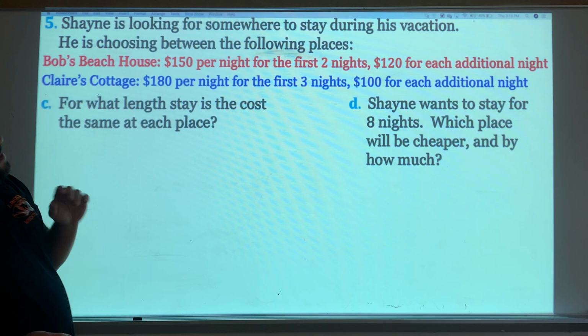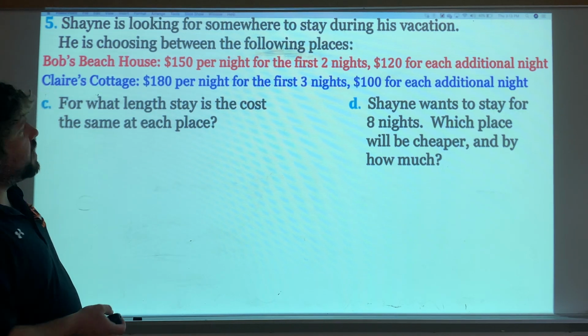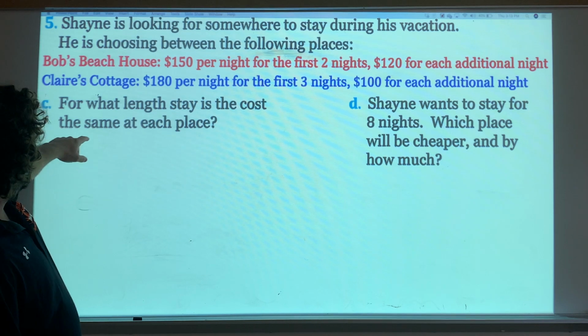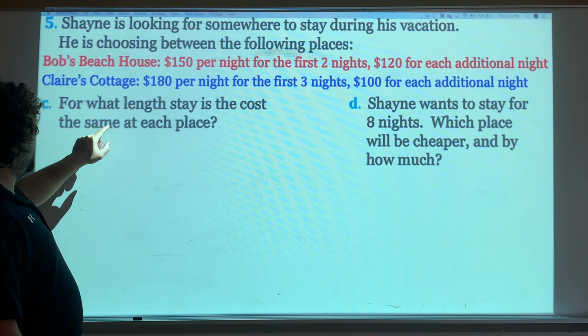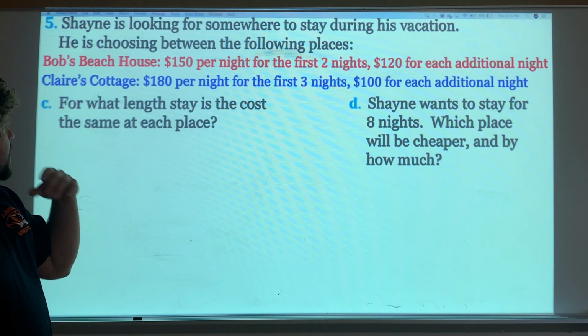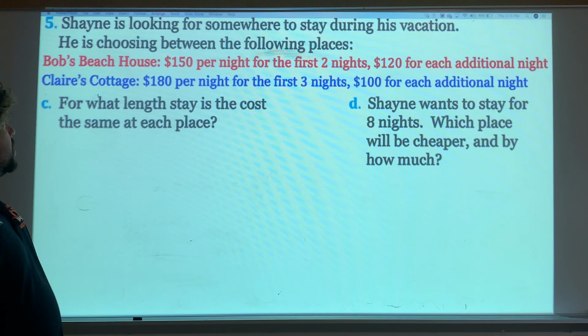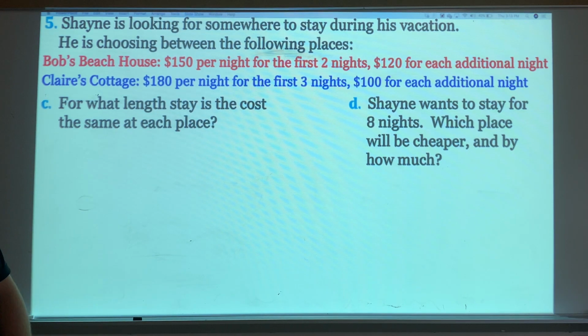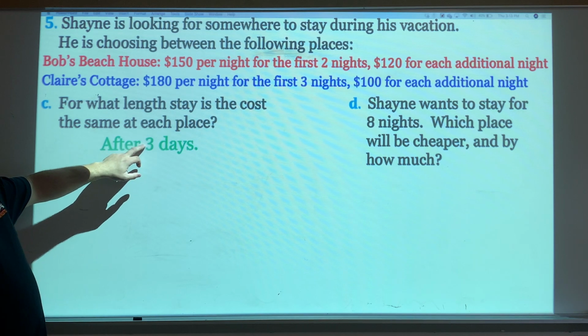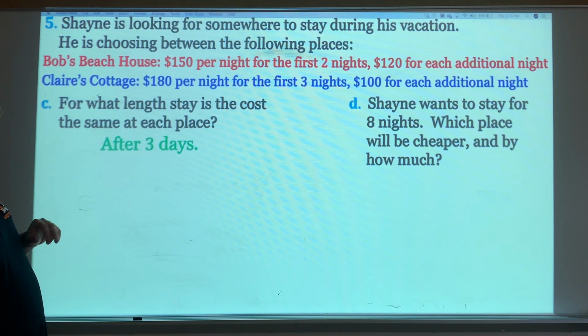Shane's looking for somewhere to stay during the vacation. He's choosing between the following places. It's the same question. What length of stay, for what length is the cost the same at each place? So I can create an equation here and find it out.